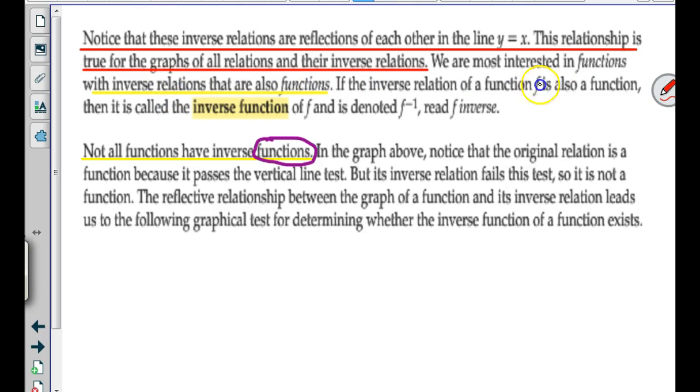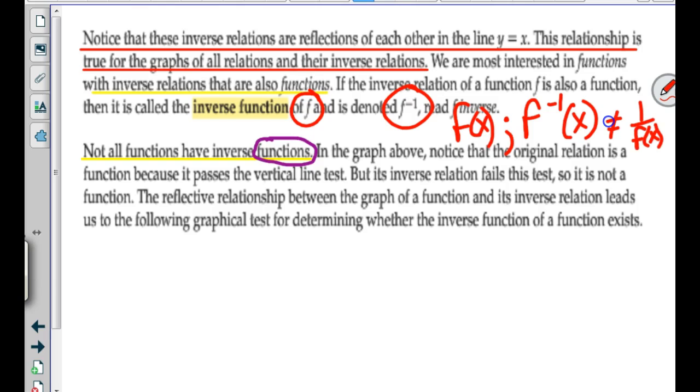If the inverse relation of a function is an inverse function, they're both functions, we use f⁻¹ to read the inverse of f. Now, that's confusing because very soon, like tomorrow, we're going to start talking about negative exponents. This is not a negative exponent, okay? Mathematicians decided this means f of x and this means f of x's inverse. It does not equal 1 over f of x, okay? It has nothing to do with moving something to the denominator. It's just a notation.